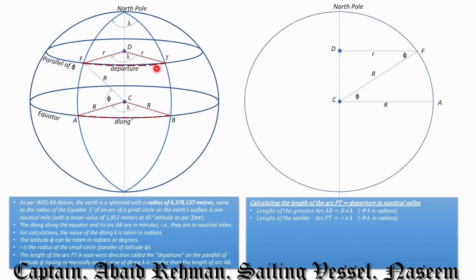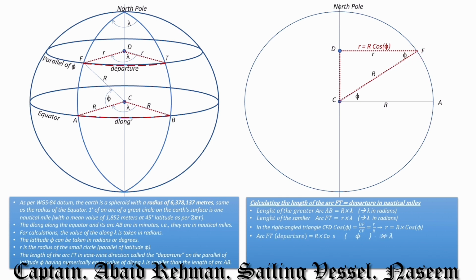And in the diagram on the right, we can see there is a right angle triangle CFD, in which CF is the radius of the Earth, capital R, and DF is the smaller radius r of the parallel of the latitude phi, and the angle between the capital R and smaller r is the angle phi, which is the latitude. The trigonometric ratio cosine is the ratio between the side adjacent to an angle and its hypotenuse. So the adjacent side to the angle phi is the small radius r, and the hypotenuse is the capital radius R. So small r divided by capital R is cosine phi. Therefore, small letter r is equal to capital R times cosine phi.